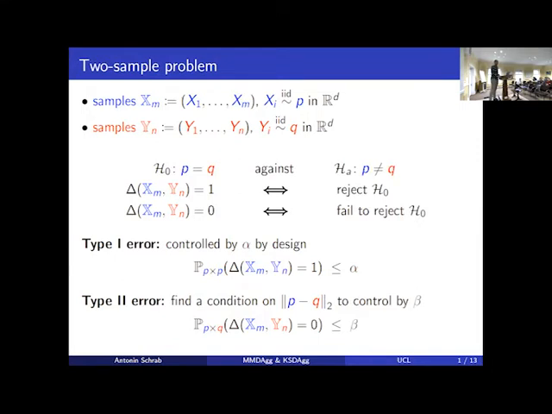But clearly, you cannot bound both of these errors to be very small. If one increases, the other one decreases. For this one, we really want to find a condition on the norm of P minus Q, because if P is extremely close to Q, and because you only have access to finitely many samples, there's no way you can actually distinguish. So that's why it should depend on this norm.